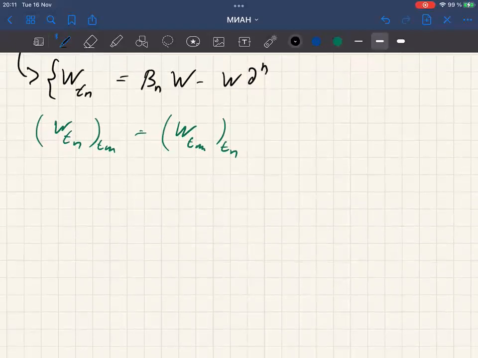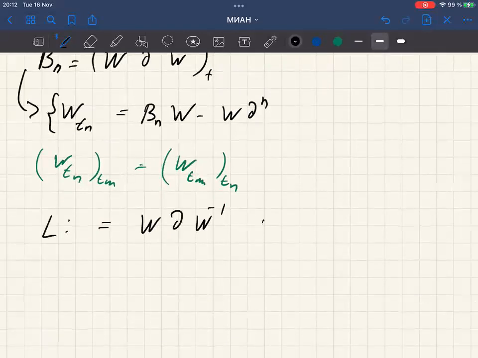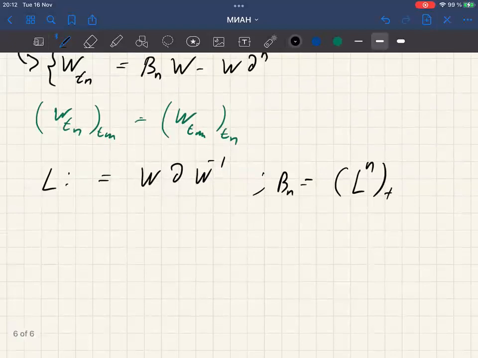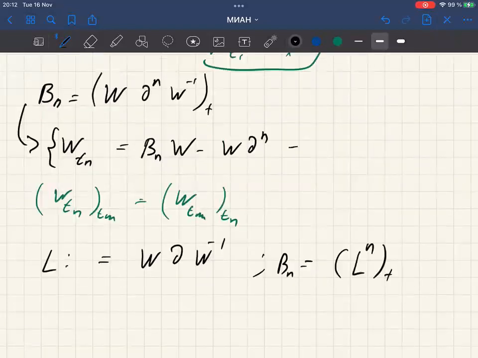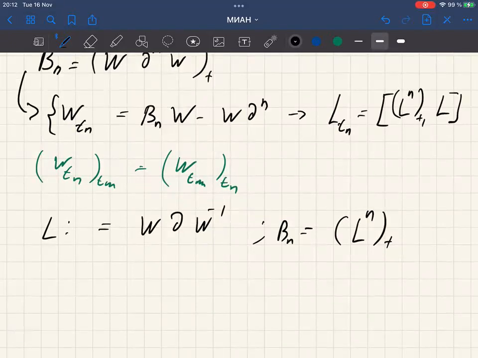But let me introduce another important notation. It is L, a pseudo-differential operator, equal to W d W^-1, such that, as we remember from our definition of Bn, Bn becomes just L^n positive, and the equation can be rewritten in terms of an equation for L: the derivative of L with respect to Tn equals the commutator of Bn and L. With this notation, it is the well-known Lax operator, I guess, for KP.